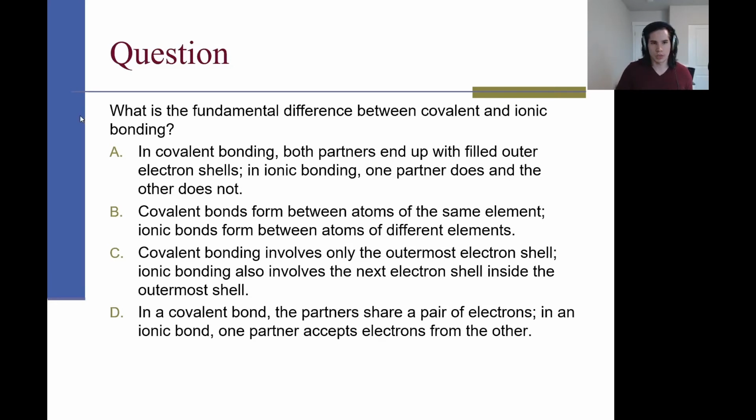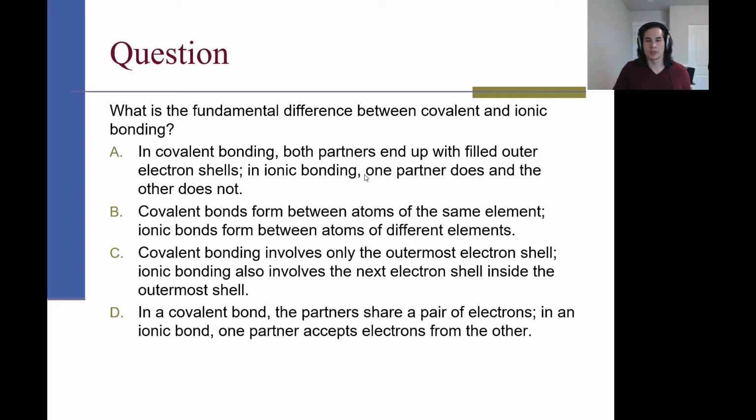Okay, so what is the fundamental difference between covalent and ionic bonding? All right, so let's just read this from A to D. In covalent bonding, both partners end up with filled outer electron shells. In ionic bonding, one partner does and the other does not.